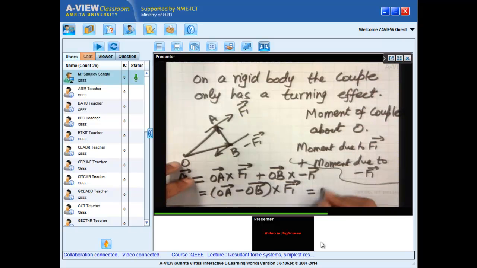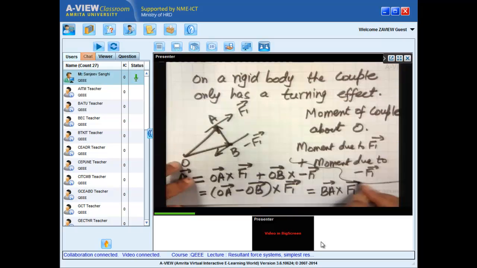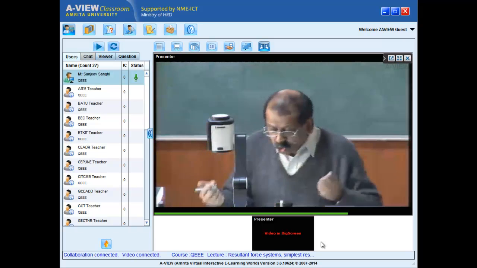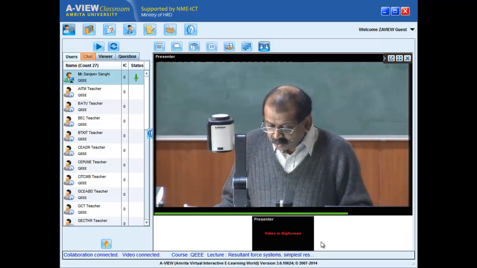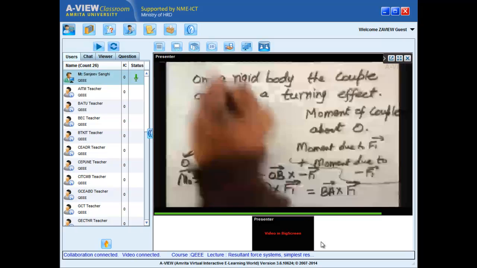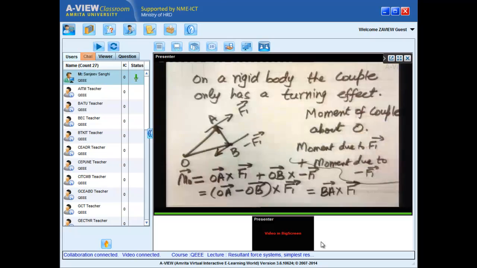So this is equal to BA cross F1. And what do we see here when we look at BA cross F1? There is no O in the picture. In BA cross F1, that means my O could have been anywhere in space, and the effect of this couple of F1 and minus F1 would have been BA cross F1.